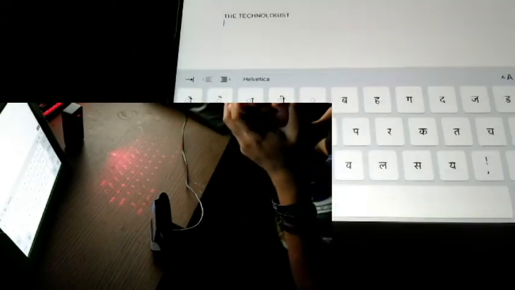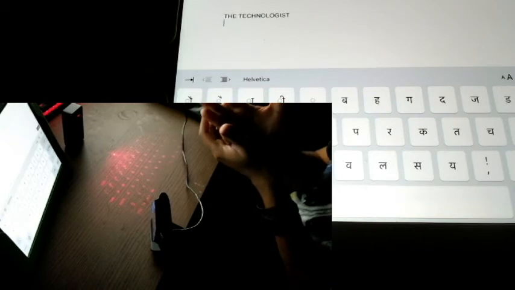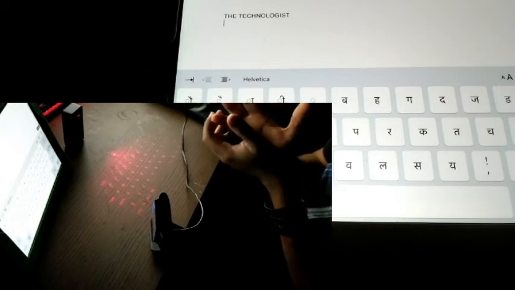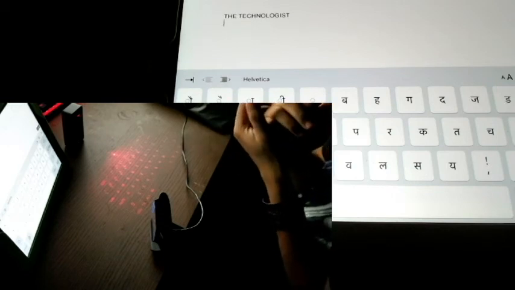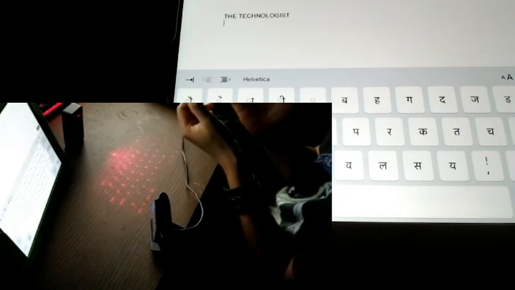Speed of the device is okay, I would say. Response time is good, but then the most important concern for a lot of people is that it makes that clinky sound. So if you probably have more modifications such that this clinky sound is reduced, it'll be a really, really good device. I would really recommend you guys to buy this product.